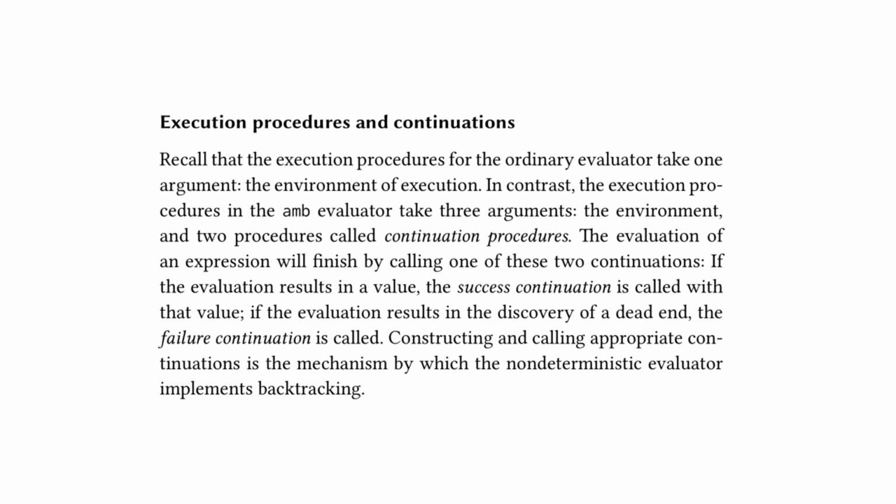Recall that the execution procedures for the ordinary evaluator take one argument, the environment of execution. In contrast, the execution procedures in the AMB evaluator take three arguments, the environment and two procedures called continuation procedures. The evaluation of an expression will finish by calling one of these two continuations. If the evaluation results in a value, the success continuation is called with that value. If the evaluation results in the discovery of a dead end, the failure continuation is called. Constructing and calling appropriate continuations is the mechanism by which the non-deterministic evaluator implements backtracking. So this is extremely important.